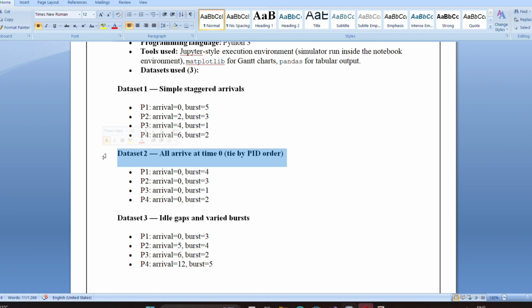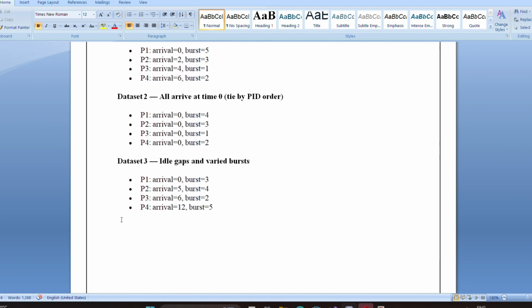For dataset 3, idle gaps and varied bursts. There are idle gaps in between them. Arrival time is 0, 5, 6, 12. Burst time is 3, 4, 2, 5. These are the three main datasets I am using here.